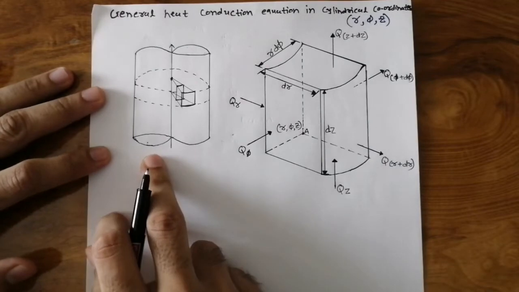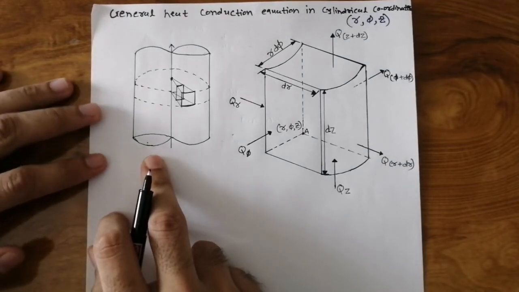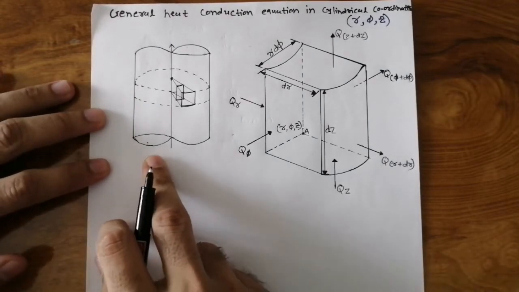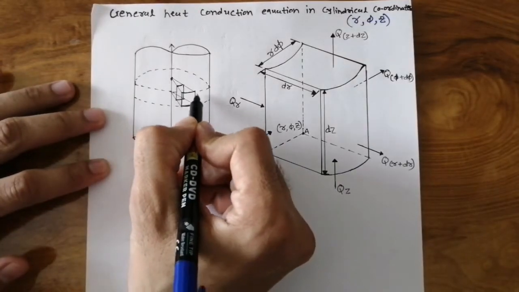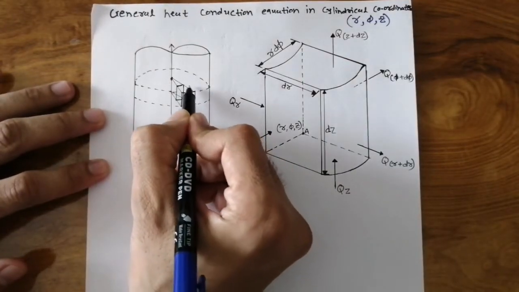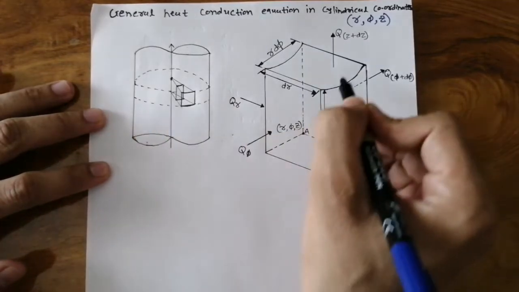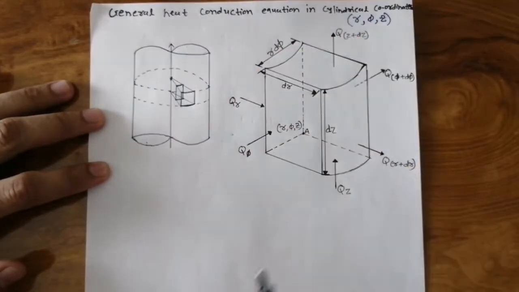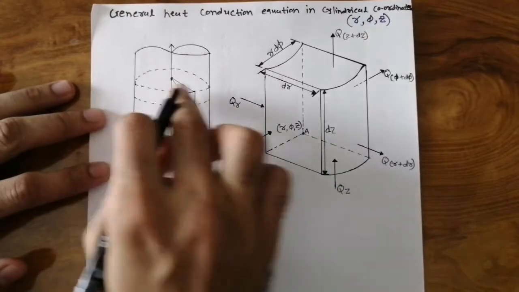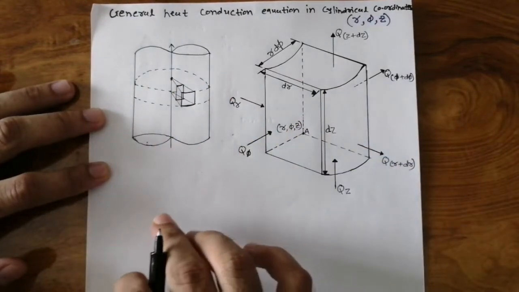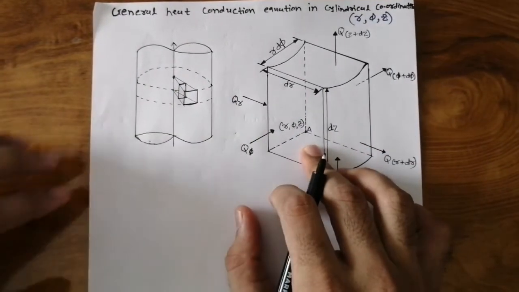Now you can see here one cylinder is there. Inside that cylinder we consider a small element of that cylinder. You can see here, that small element I am going to enlarge here. We consider the small element and enlarge it here.